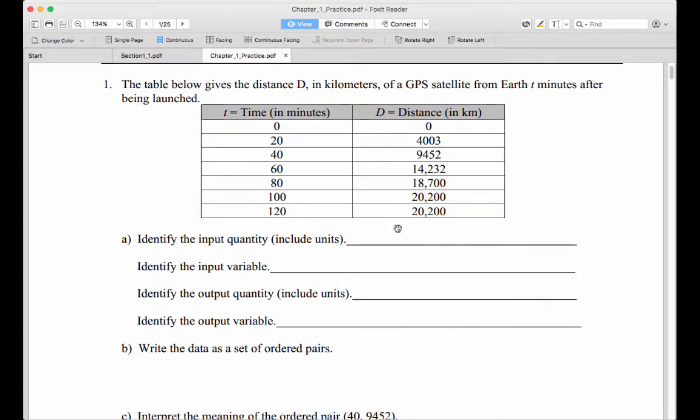So, identify the input quantity, include units, and you would say the input quantity is time, and to include the units you would put minutes. Okay, so in other words, you're supposed to write right in the document. So those, of course, you're going to be doing with pen and paper. An erasable pen would be great, thank you very much, if you wouldn't mind, or pencil, because you're getting those all ready to be scanned in at the end where you're going to turn those in for me.